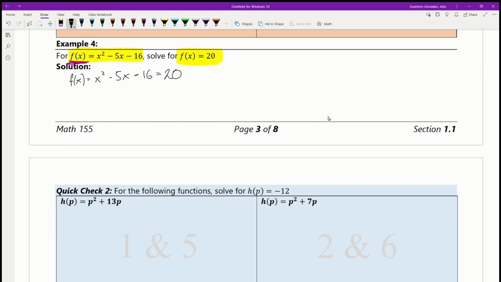All right, here we go. I am going to look at this part only. I'm not going to worry about that right now. I'm just going to look at x squared minus 5x minus 16. We need that equal to 20. I am going to go ahead and do this: minus 20 on both sides. x squared minus 5x minus 36 is equal to 0.